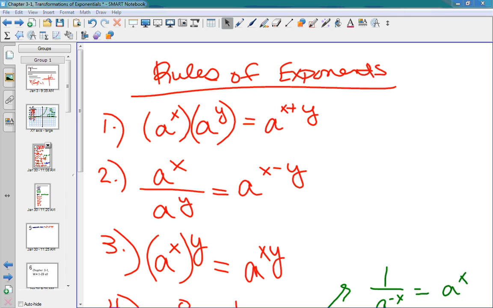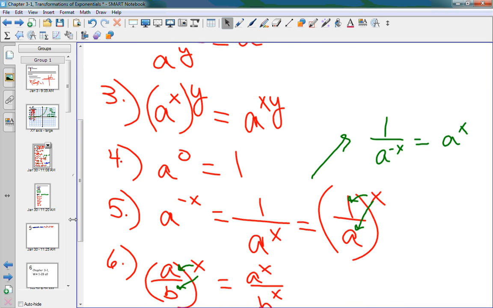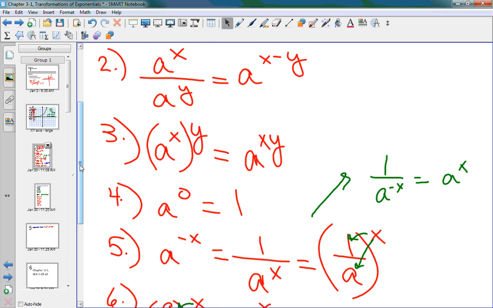Okay, now, if I have them attached by division, the same base with different exponents, since they're attached by division, I can subtract the exponents. A to the x to the y means that I'm going to attach them together by multiplication, so I can multiply x and y together to get a larger exponent. They're attached by division, so you subtract them.